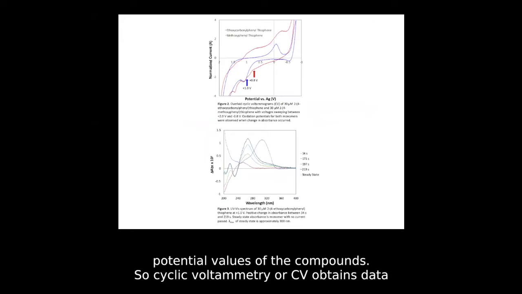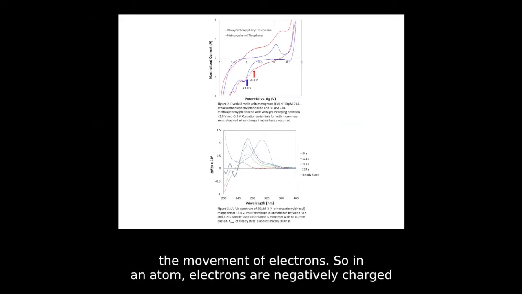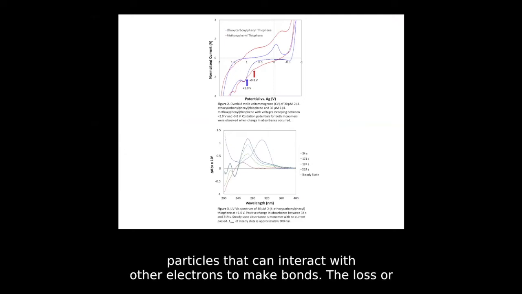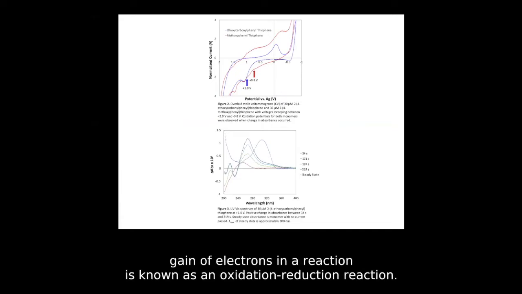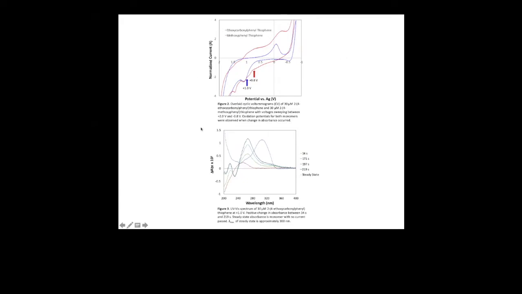So cyclic voltammetry, or CV, obtains data through an instrument called the potentiostat, which allows us to track the movement of electrons. So in an atom, electrons are negatively charged particles that can interact with other electrons to make bonds. The loss or gain of electrons in a reaction is known as an oxidation-reduction reaction. And so an example of cyclic voltammetry is shown here.